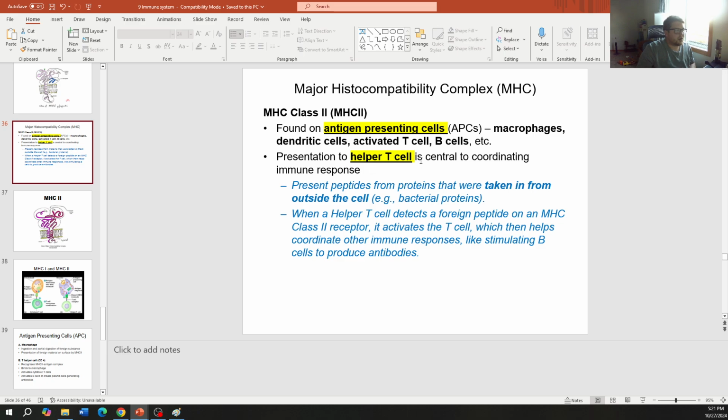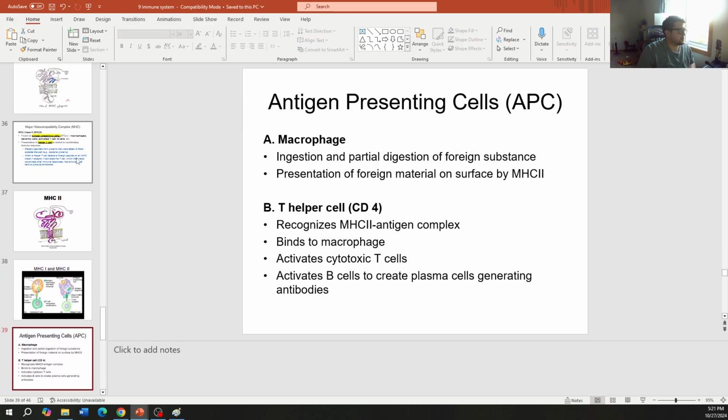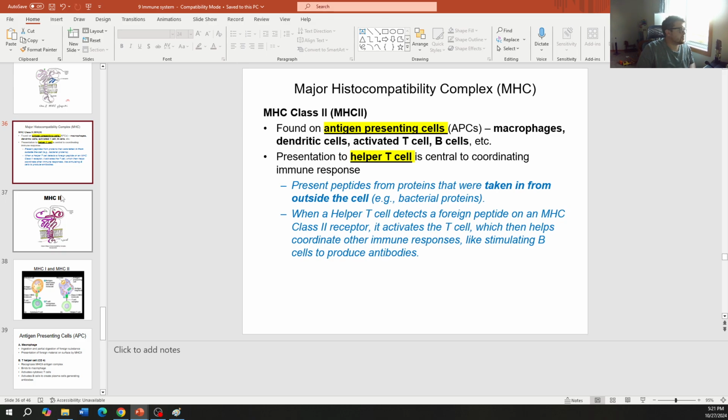I would say it's under the umbrella of the MHC class 2, okay? Because macrophages and T helper cells are both involved within these.